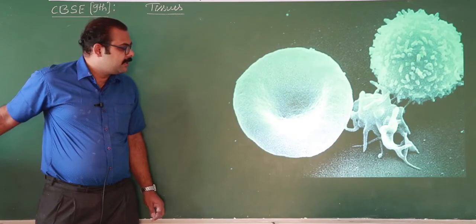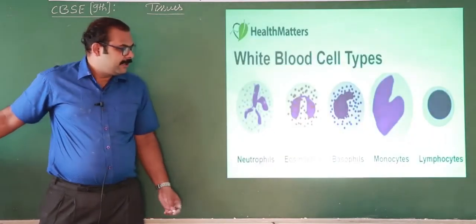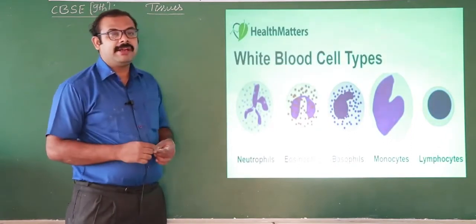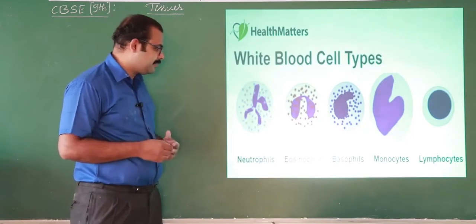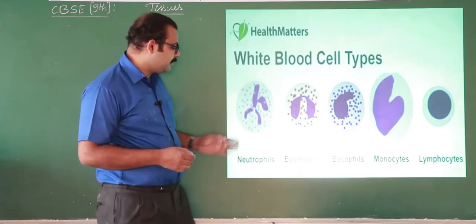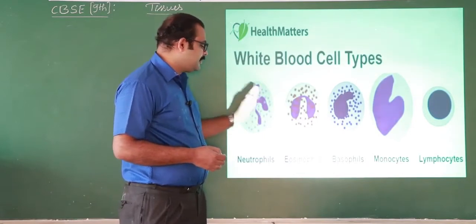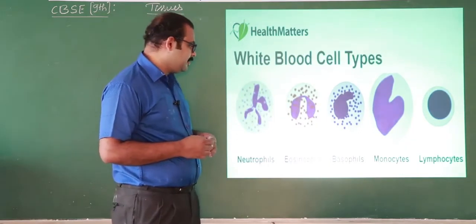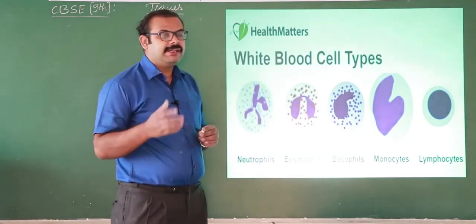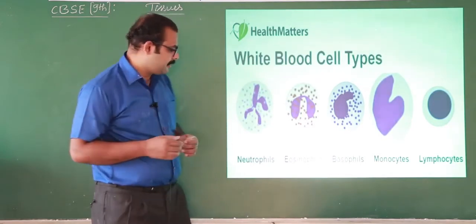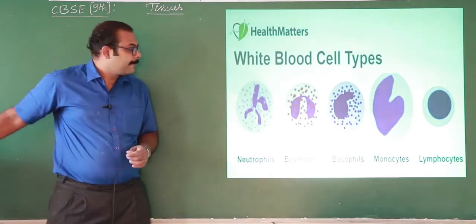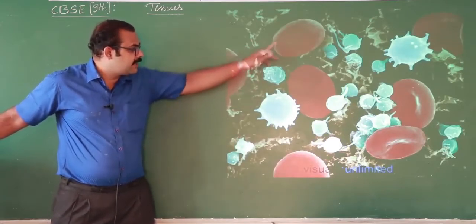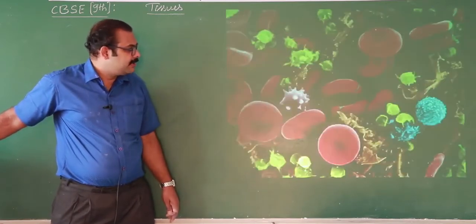So you see some of the blood cells here. While coming to white blood cells, depending upon the type of nucleus, we have different types of WBCs. They may include neutrophils, eosinophils, basophils, monocytes and lymphocytes. Mainly the monocytes and lymphocytes are involved in fighting against diseases. So these are WBCs and RBCs. You can see these are the RBCs and these are the WBCs.